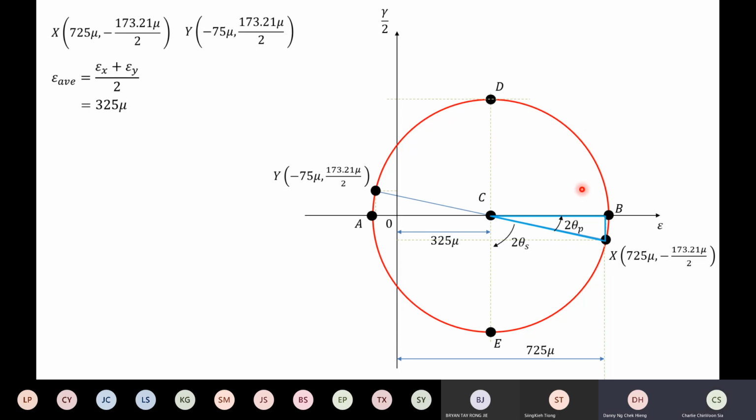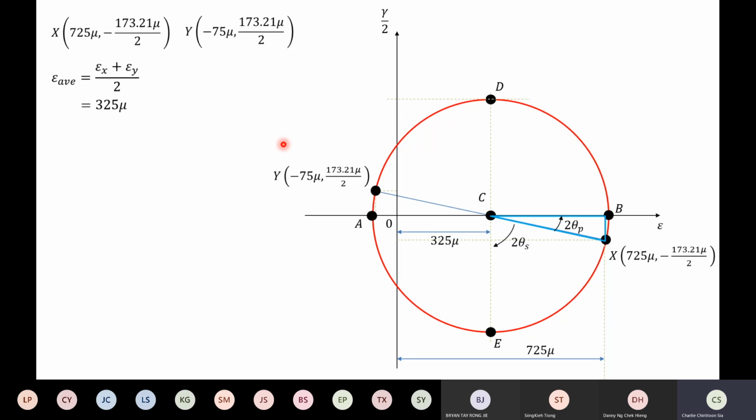Okay, so we will start from here. Basically, we can use this triangle to calculate 2 theta p and 2 theta s. And then we can also use it to calculate the radius of Mohr's circle.